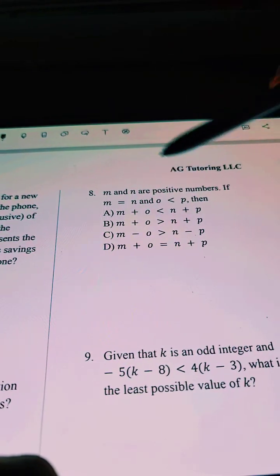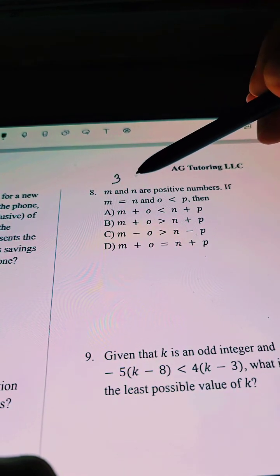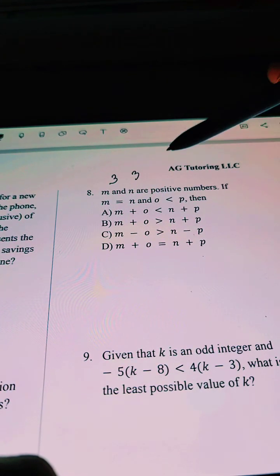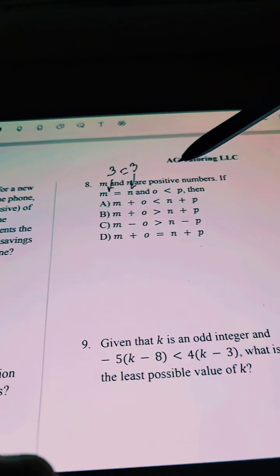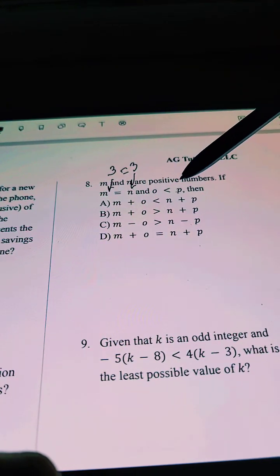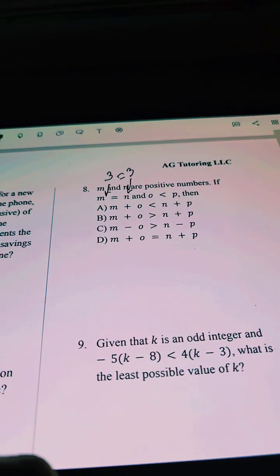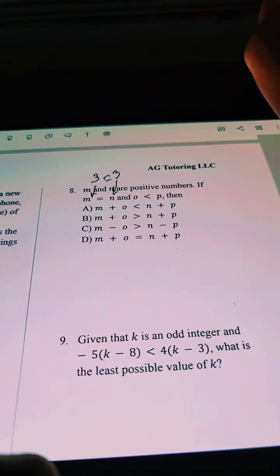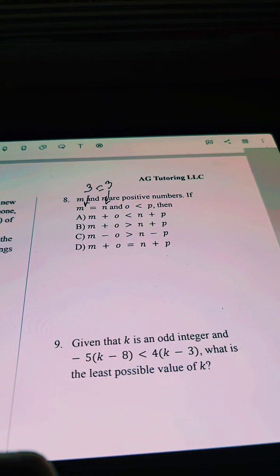So they told you M and N are positive. So you could say, okay, I'm going to say that M is 3 and N is 3 because they're the same thing. M and N are equal to each other. So that could be M, that could be N. And then we're going to say that O has to be less than P. Now here's where you have to be careful with plugging in numbers, because sometimes it'll give you multiple different things for different scenarios, but it's a good shortcut to eliminate things sometimes.